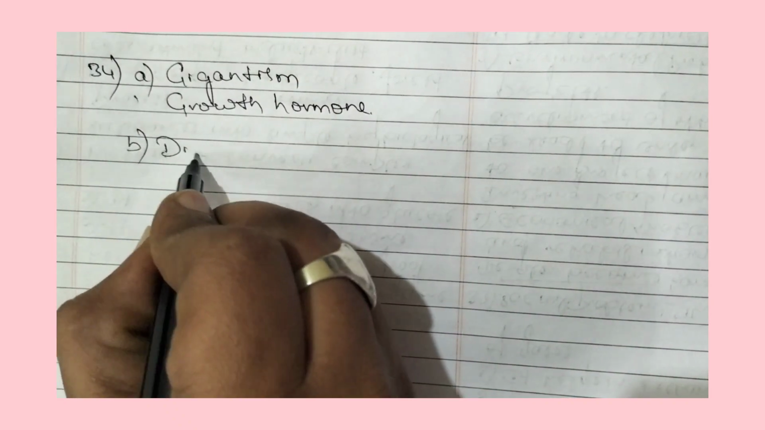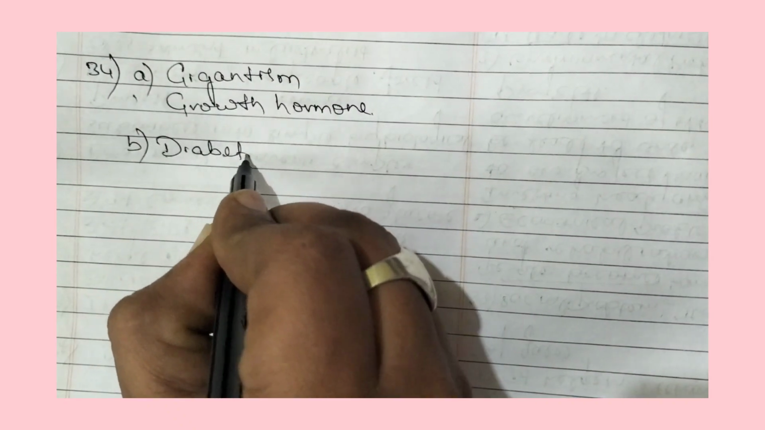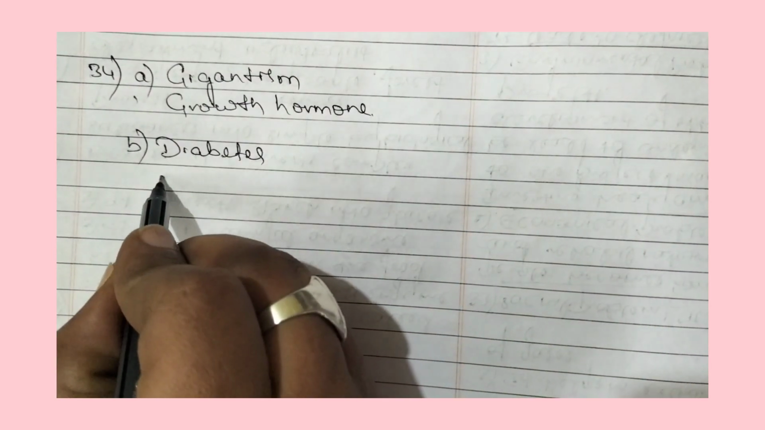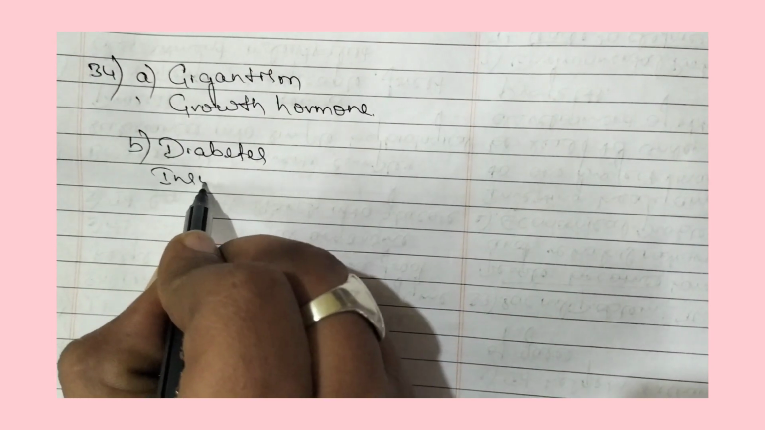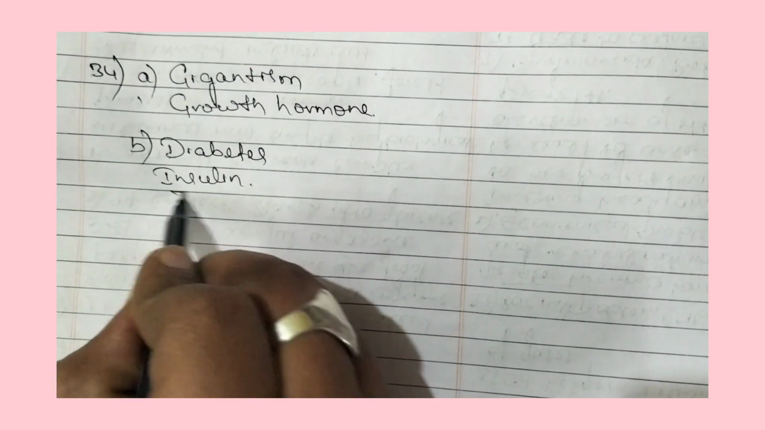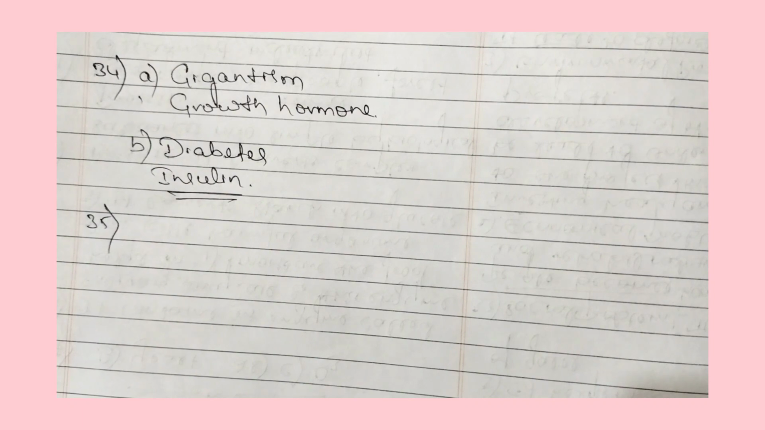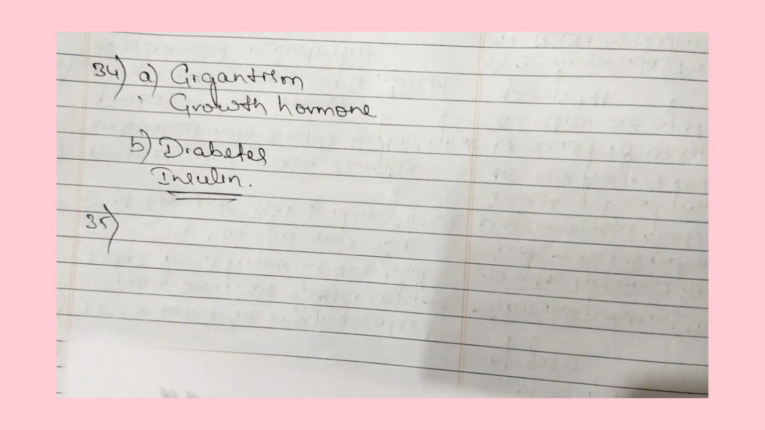So the person is suffering from a disease called diabetes. Then which hormone deficiency is responsible for this one? Due to deficiency of a hormone called insulin. So this is the answer for 34th question. Now let us move for 35th.